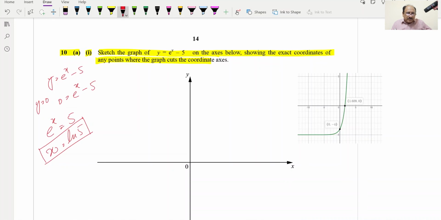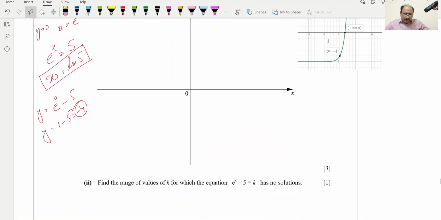And we can write, when x is equal to 0, what will y be? y is equal to e raised to 0 minus 5, so y will be equal to 1 minus 5. 1 minus 5 will be equal to minus 4. So minus 4 will be our y-intercept. So we can take minus 4 over here, and this will be minus 5.